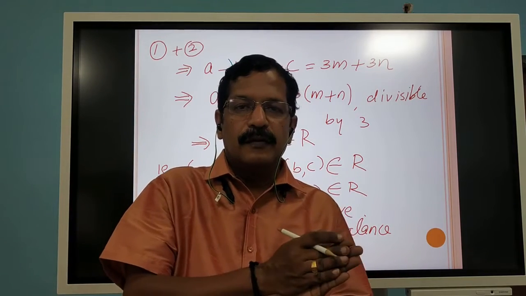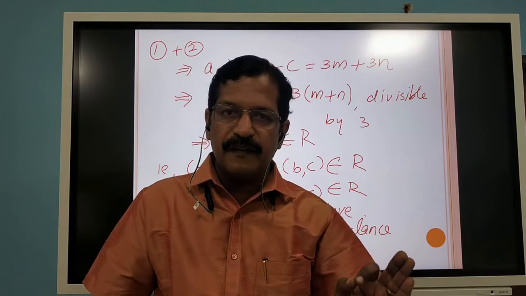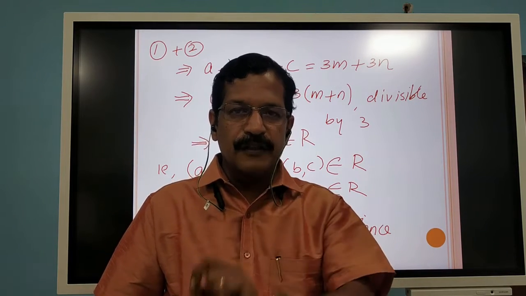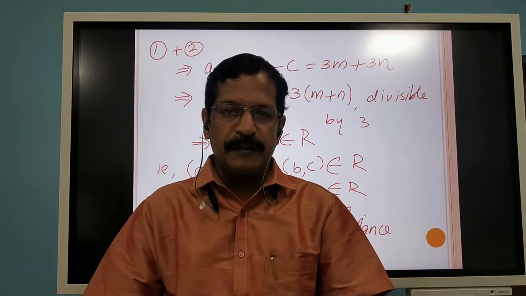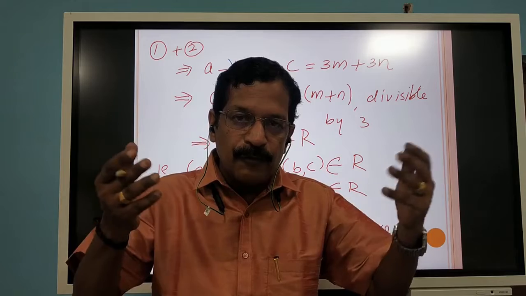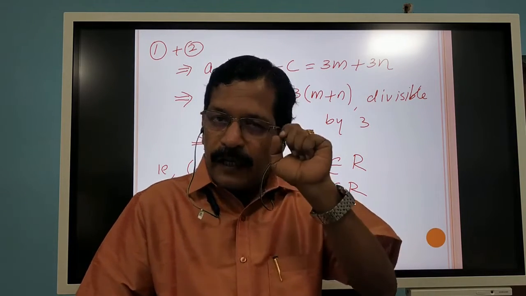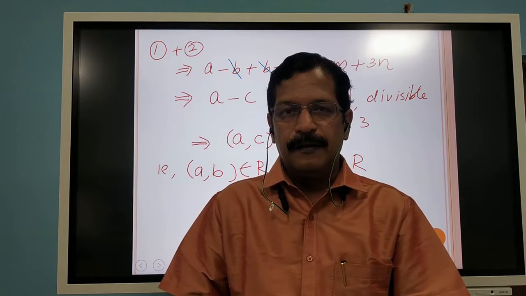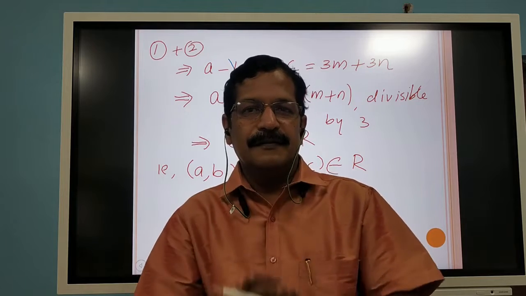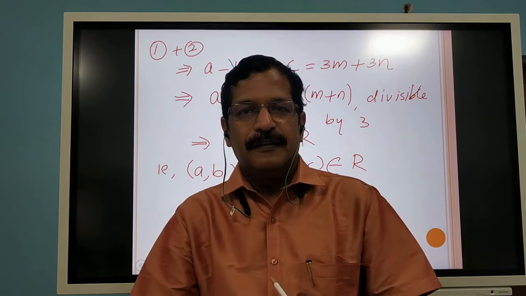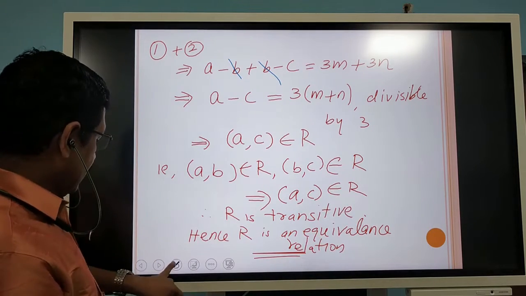Now, in this example, we have defined a relation R on the set of integers in such a way that X is related to Y implies X minus Y is divisible by 3, and we have proved that that is an equivalence relation. Now, with the help of this example, I am going to define another thing. What is that? See here. I am clearing all these things.